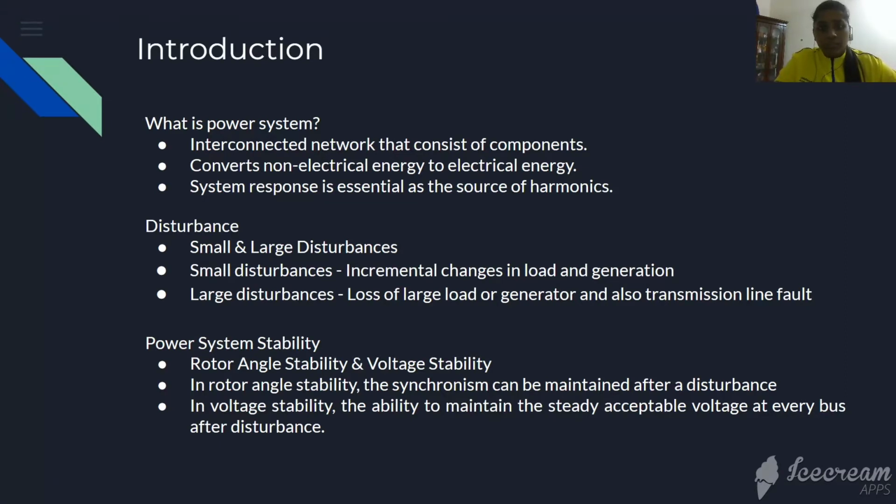So in a power system, disturbances can be classified into two, which are small and large. Small disturbances often refer to incremental changes in load and generation, while large disturbances refer to the loss of a large load or generator and also transmission line faults. Apart from that, power system stability can be divided into rotor angle stability and voltage stability. In rotor angle stability, synchronism can be maintained after a disturbance, while voltage stability is the ability to maintain steady acceptable voltages at every bus after a disturbance.